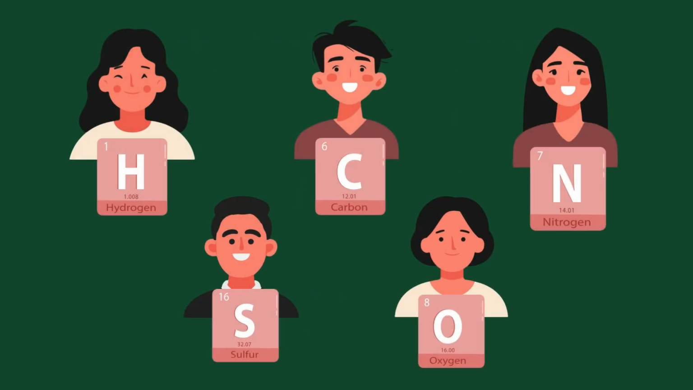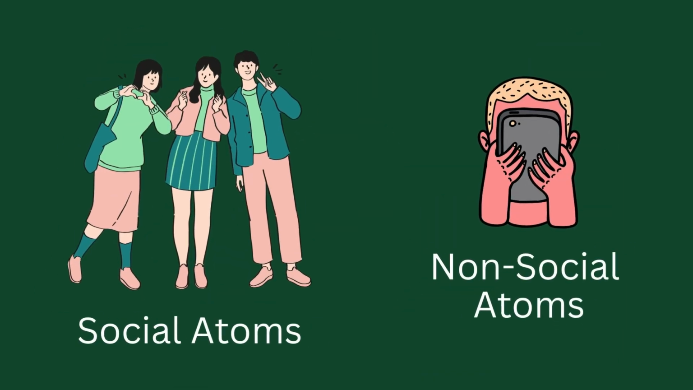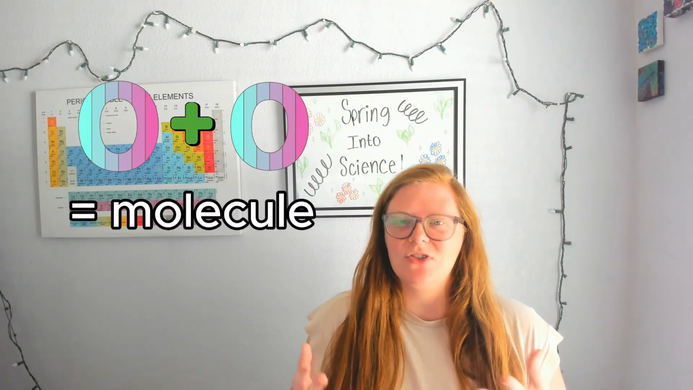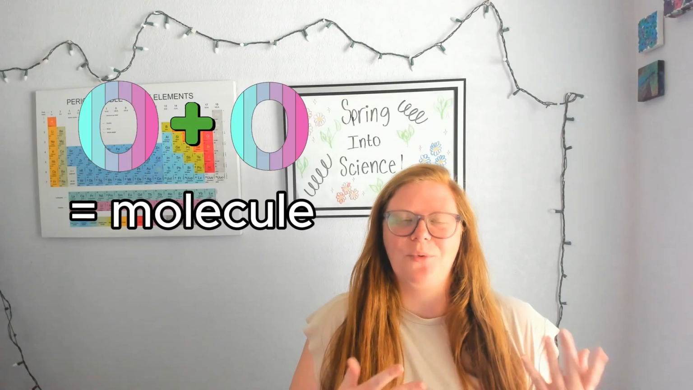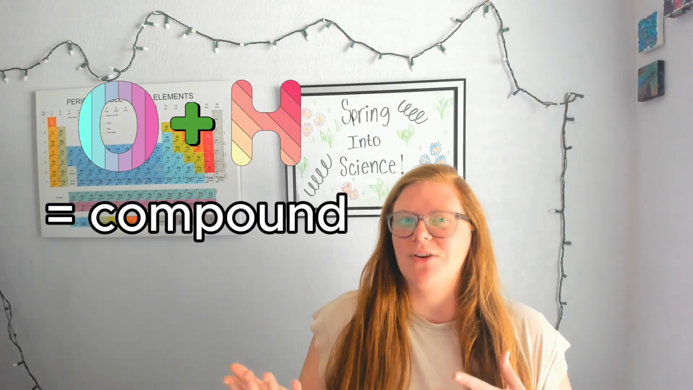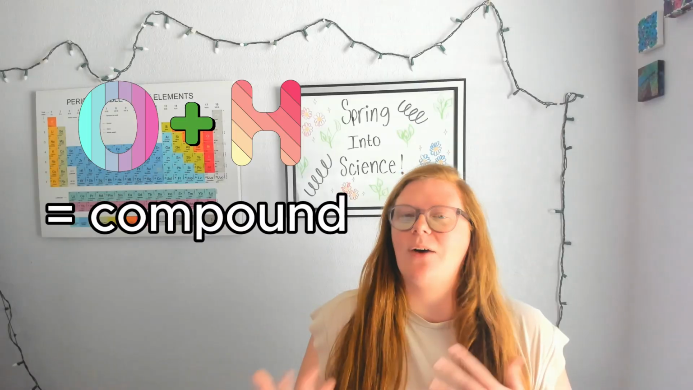This means they can have an affinity for gluing together with another atom or being antisocial in their own corner because they don't want to be messed with. Ultimately, when elements glue together, they become molecules or compounds. The main difference here is just if that extra element happens to be the same or different. For example, if oxygen bonded with another oxygen, that would be a molecule, but if oxygen bonded with, let's say, hydrogen, then that would be a compound.